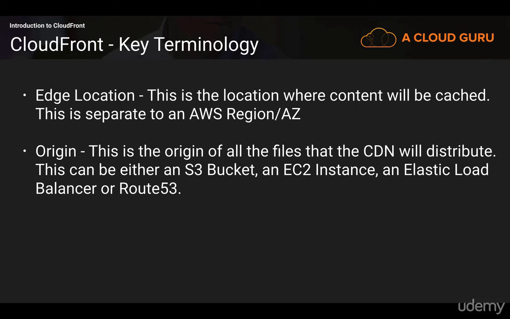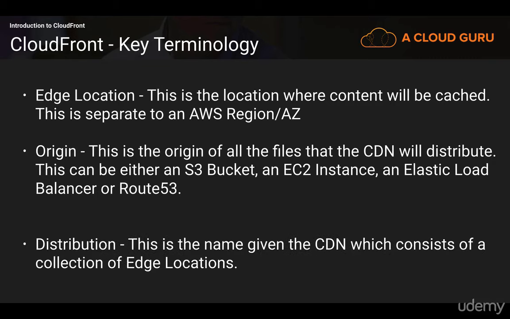Now, what's an origin? Well, an origin is the origin of all files that the CDN is going to distribute. So in our case, the origin was that web server that was in the UK. Now, in terms of AWS, an origin can either be an S3 bucket, it can be an EC2 instance, it can be an elastic load balancer, or it could even be Route 53. But in most common cases, it's going to be an S3 bucket, or an EC2 instance, or perhaps an elastic load balancer with EC2 instances behind it. So our origin is simply where our original files are.